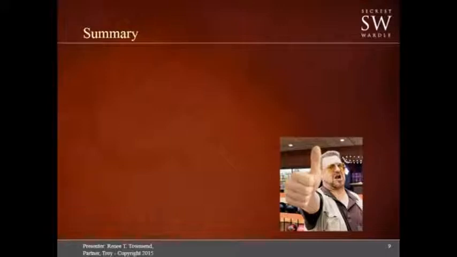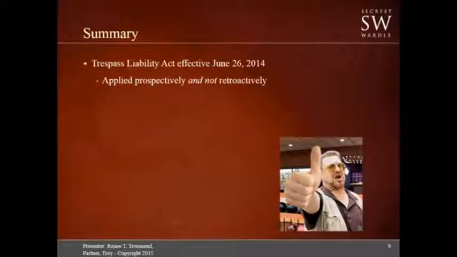There are just a few other housekeeping matters regarding this particular statute. The Trespass Liability Act is effective as of June 26, 2014. The statute does not specifically state that it applies retroactively, so it is presumed to apply prospectively to all accidents occurring on or after June 26, 2014. It will not be applicable to accidents before June 26, 2014. This is something to watch out for in complaints that may include a statutory trespass claim. So if someone's trying to apply it to, let's say, a 2013 accident, it should not be applied.